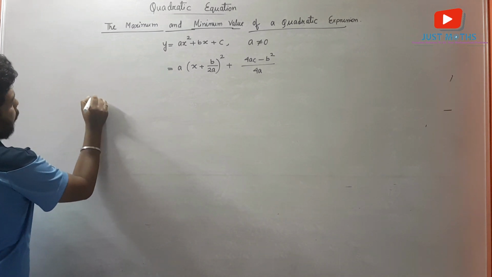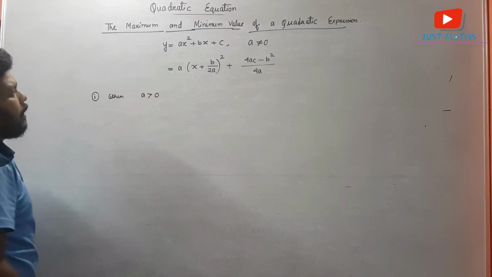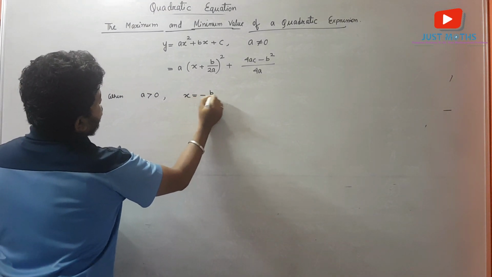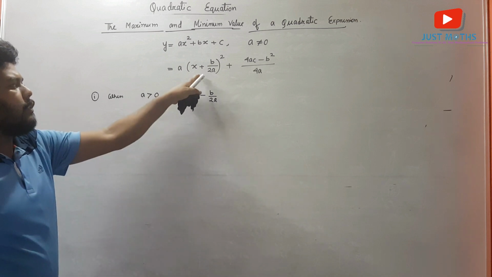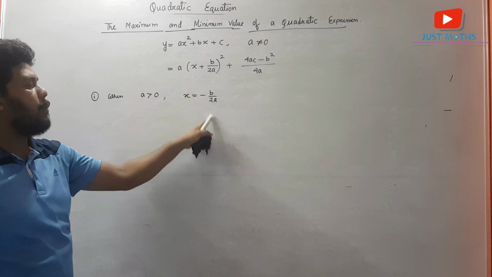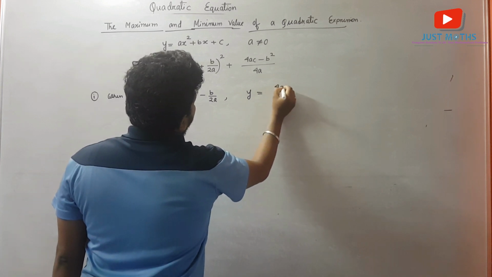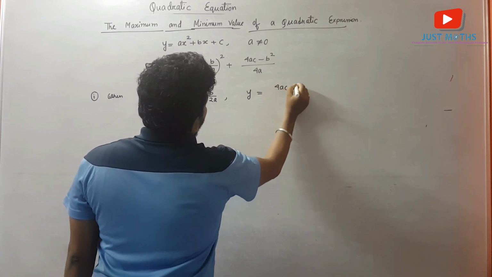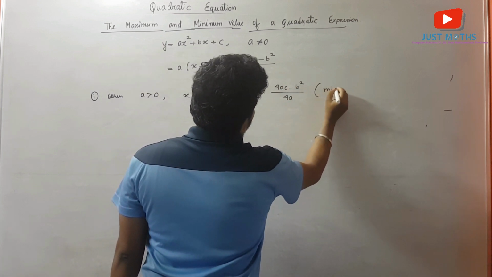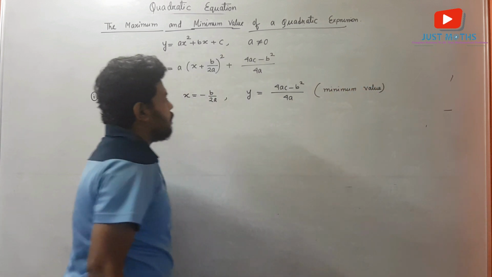Now, case 1, when a is positive and x equal to minus b by twice a, that is, x plus b by twice a is 0 when x equal to minus b by twice a, then y will be equal to 4ac minus b square by 4a. This is the minimum value of the quadratic expression.